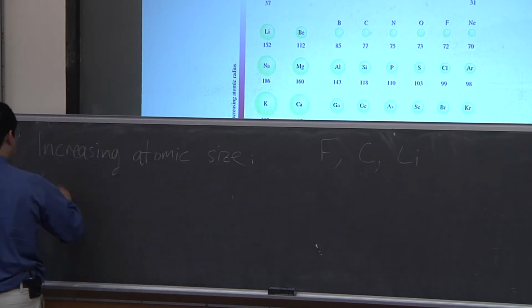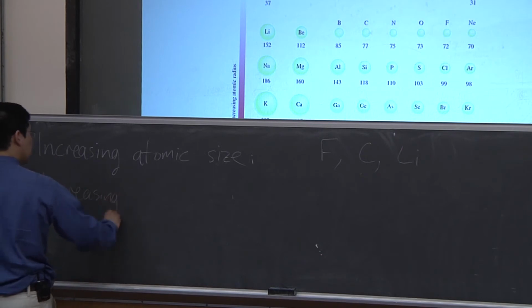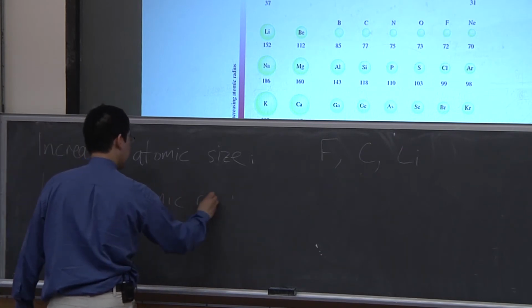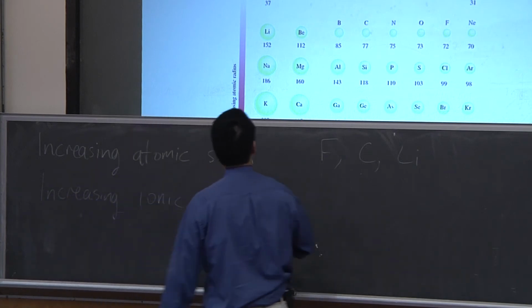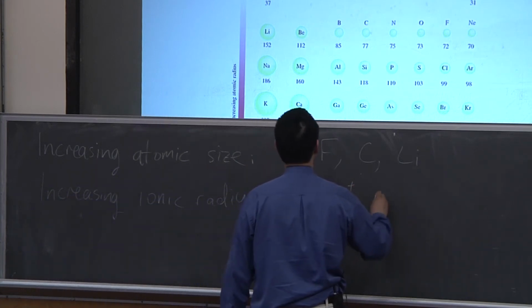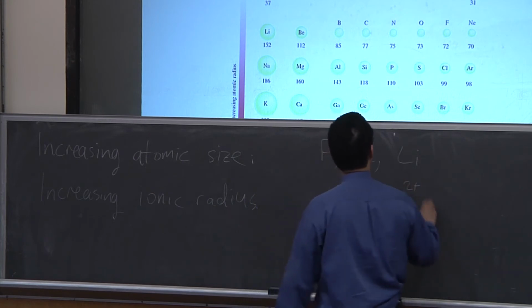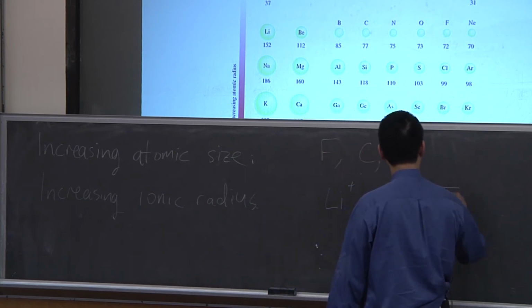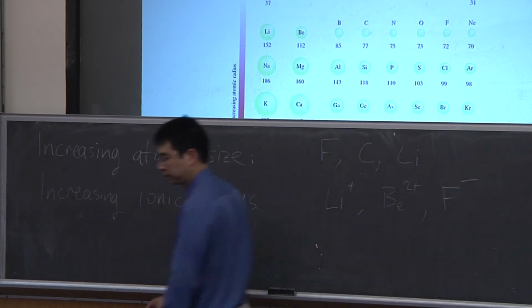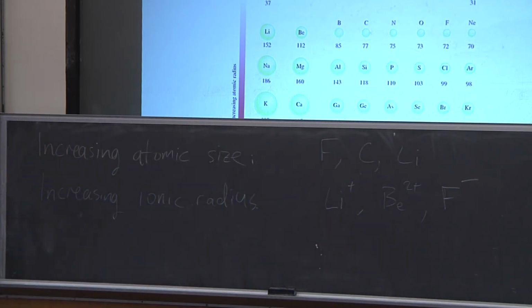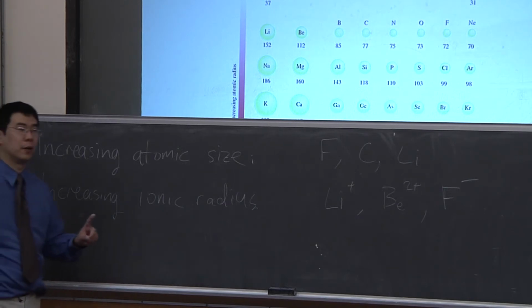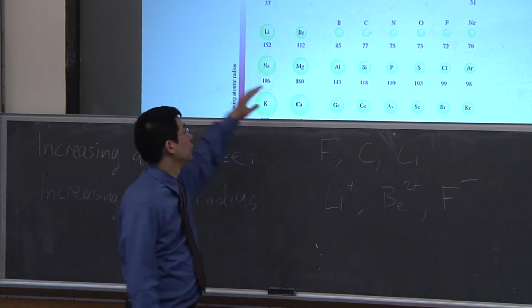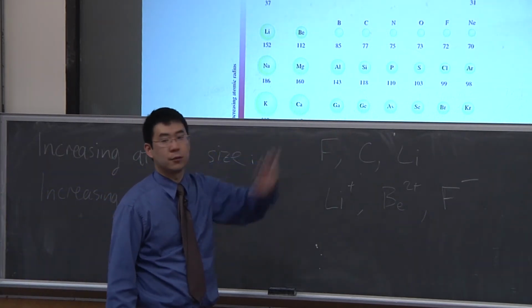Okay, so increasing ionic radius, let's look at Li+, Be2+, and F-. Remember, in ionic radius, you're looking at two things. You're looking mainly at the charge, right? But it's not a straight trend like this because you're starting with cations and then you're going to anions.